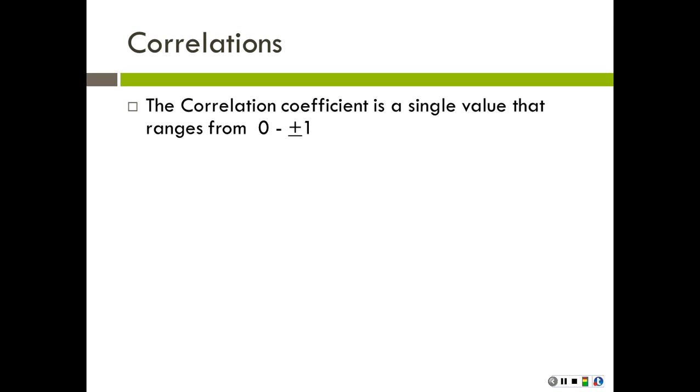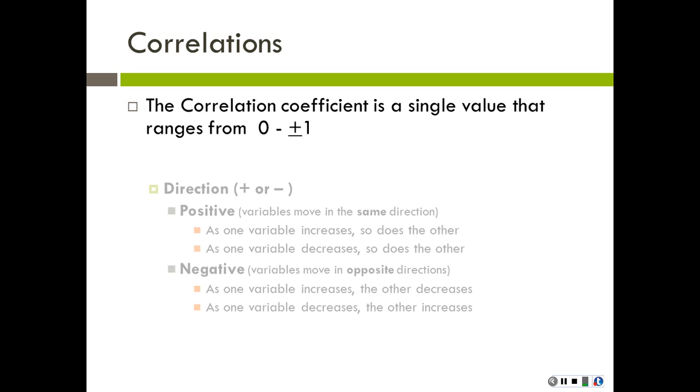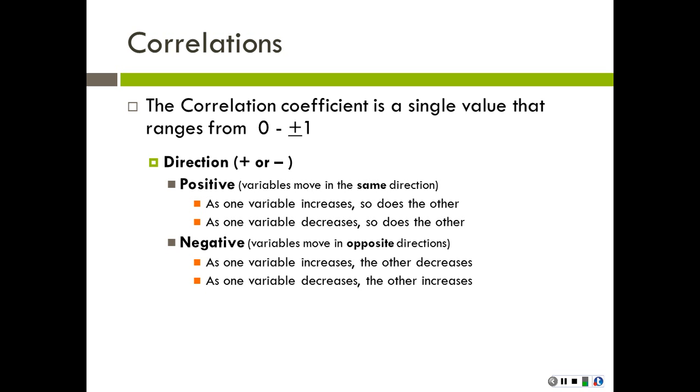So the correlation coefficient, this is this number. It ranges from 0 to positive or negative 1. It tells you two things about the relationship between two variables. It gives you the direction of the relationship, right? Positive or negative, and it tells you the strength. So the direction is given by the sign, positive or negative.